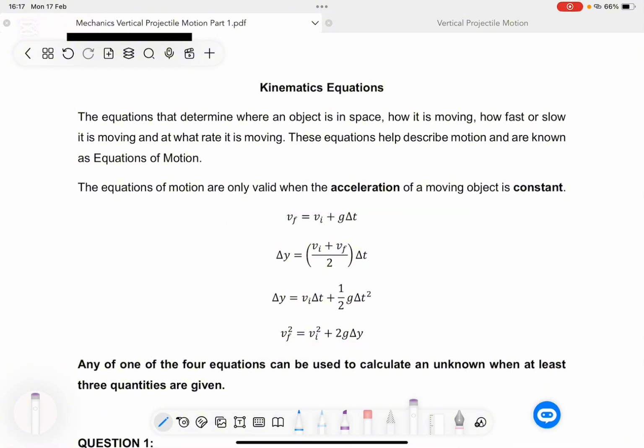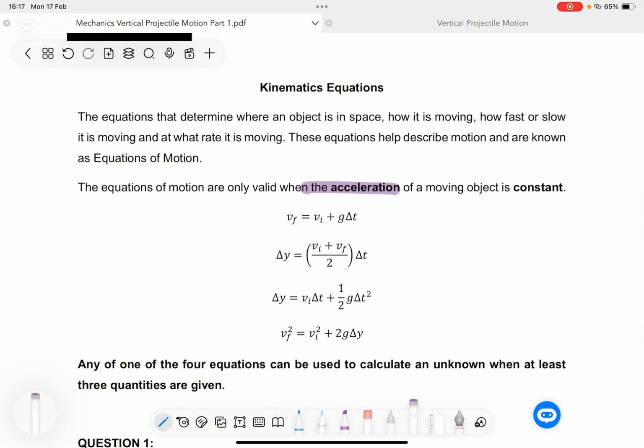So these are the equations that we are going to use to find any of these quantities when a projectile moves in the air. Now, if we look at these equations, they only work when the acceleration is constant. And in our case, we did mention that our acceleration here is the acceleration due to gravity, so it's a constant, and that's why these equations will be able to assist us to solve projectile motion problems.